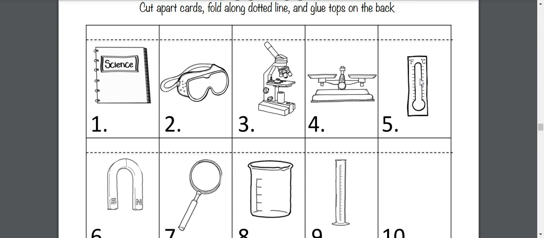Number 5, hopefully we all know. What is this science tool? What is it used for? Don't worry about spelling. So all science tools measure something. Number 5 is a thermometer, and it measures temperature.